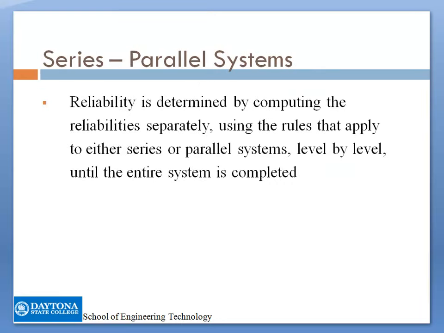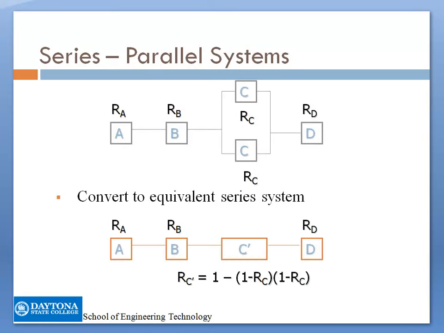The third type of system we have is the combination of series and parallel. The way that we determine the reliability is by computing the reliability separately, and you use the rule that applies to either series or parallel system level by level until the entire system is completed. For example, you could work the parallel pieces first, and then the whole system will be in series. Then you calculate the system using the series formula. That could be an example. Let's look at this example.